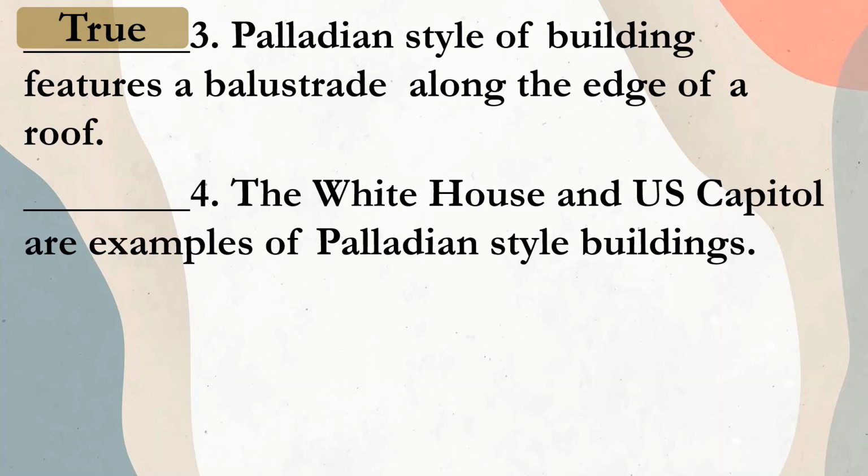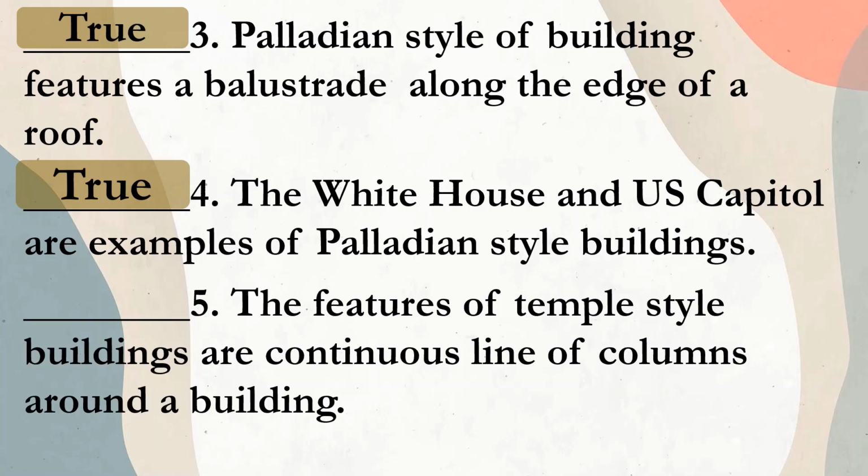4. The White House and U.S. Capitol are examples of Palladian-style buildings. True or false? The correct answer is true. 5. The features of temple-style buildings are continuous line of columns around the building. True or false? The correct answer is true.